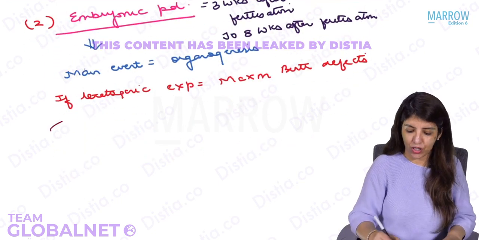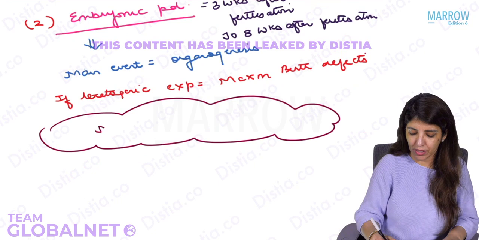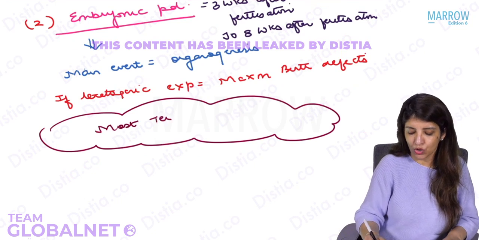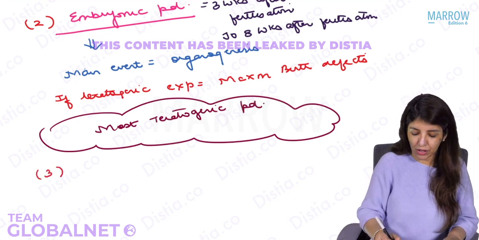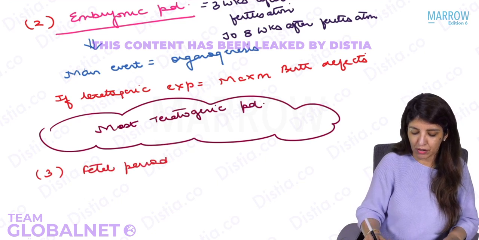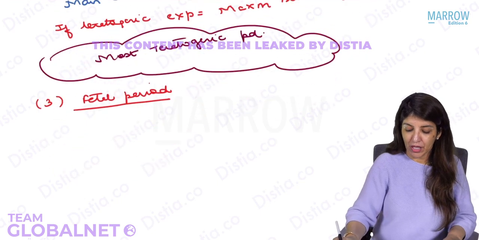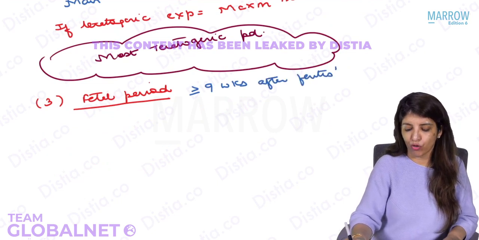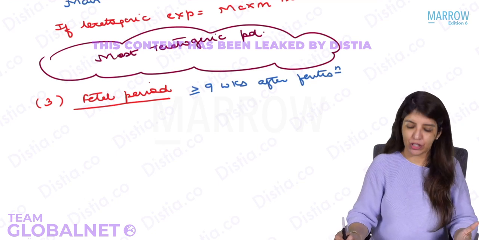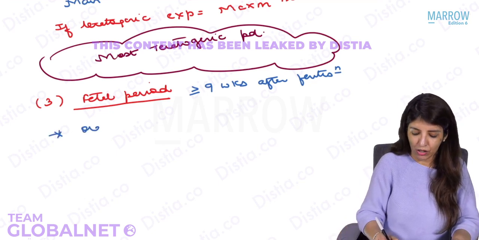So if your question is, which is the most teratogenic period? The most teratogenic period is the embryonic period. Then comes the third period, which is the fetal period. Now, the fetal period is 9 weeks or more after fertilization. So, from 9 weeks and up till delivery, we have the fetal period. In the fetal period, organogenesis is complete.